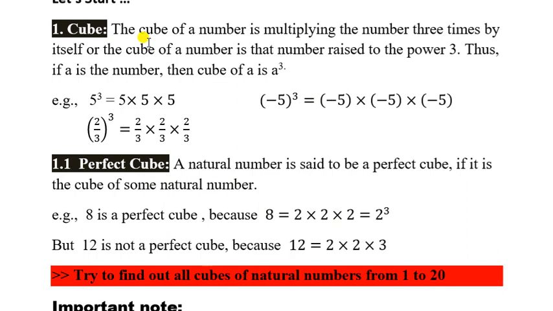You read this definition of cube, then you'll understand. The cube of a number is multiplying the number 3 times by itself, or the cube of a number is that number raised to the power 3. For example, if a is a number, then the cube of a will be a to the power 3. Power always will be 3. Remember this.